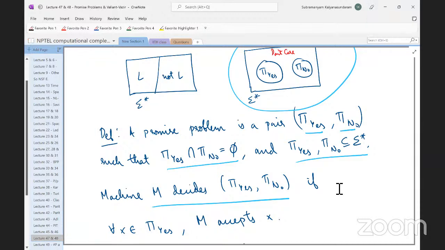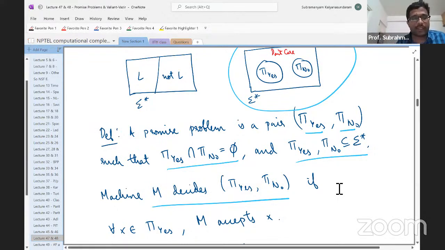So this is the promise problem. The problem comes with a promise. I may give you a graph and say that either it has a clique of size 20 or all the cliques are of size less than 5. You tell me which of these is the case. This is a promise problem. I'm giving you a graph. Either it has a large clique or all the cliques are very small.